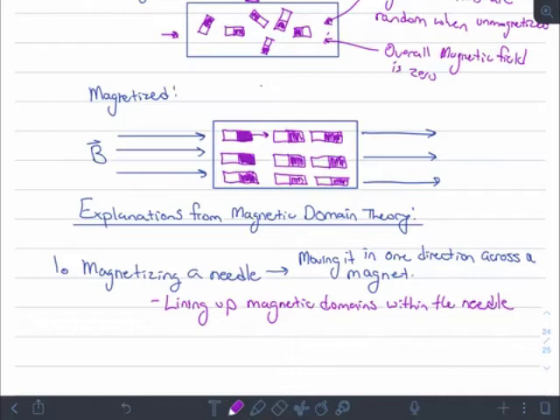And so for other materials, if they have magnetic domains at all, things that can't be magnetized, so something like aluminum, the magnetic domains aren't movable in such a way that they can be influenced by a magnetic field.